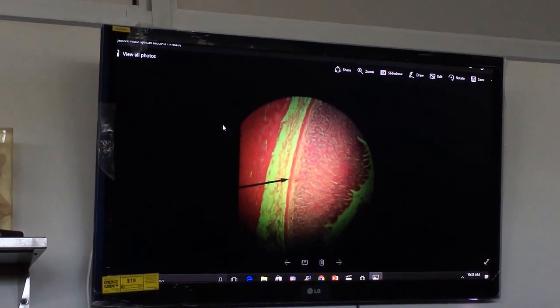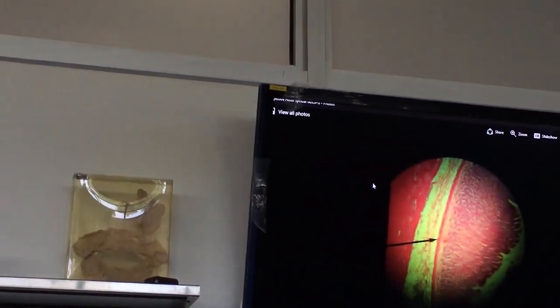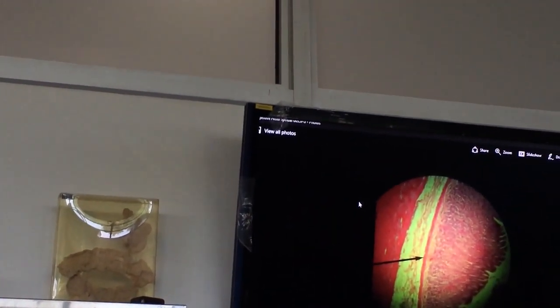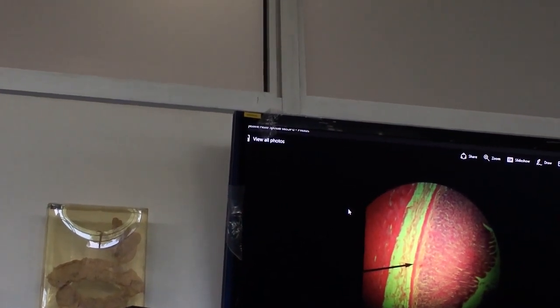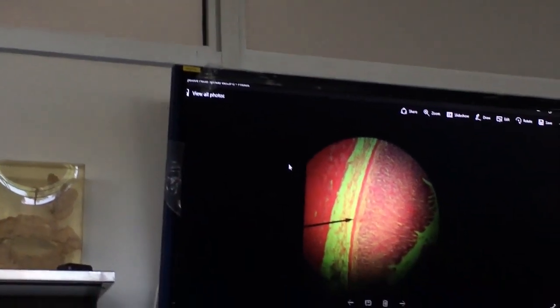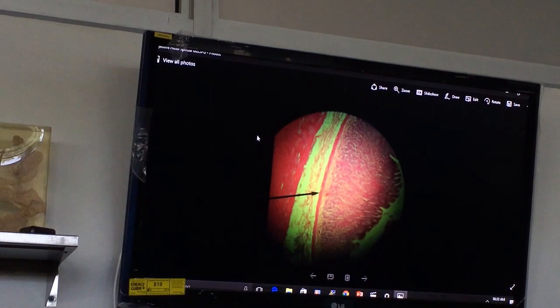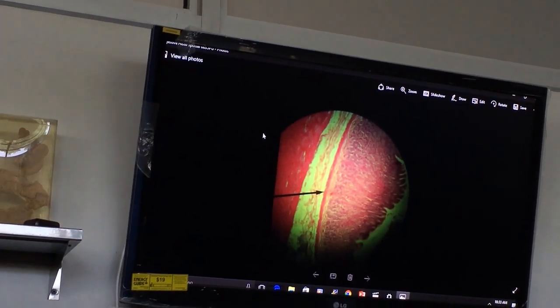So with that in mind, what is the nerve supply to the muscularis mucosa? Yeah? Meissner's submucosal plexus. What's the nerve supply to the externa? Myenteric plexus. Good. So what is that slide now? What do you think that slide is?